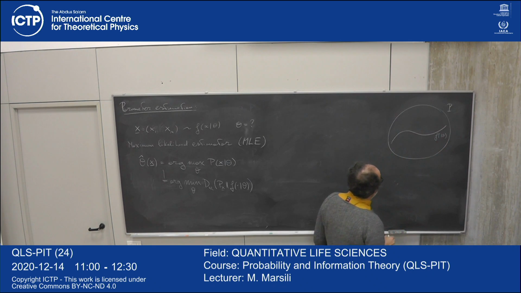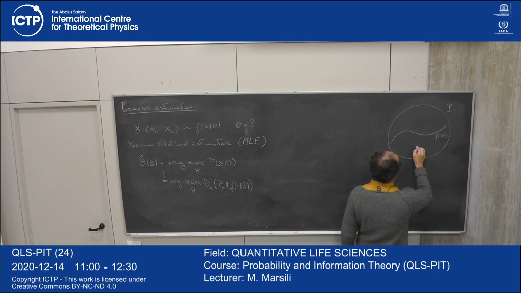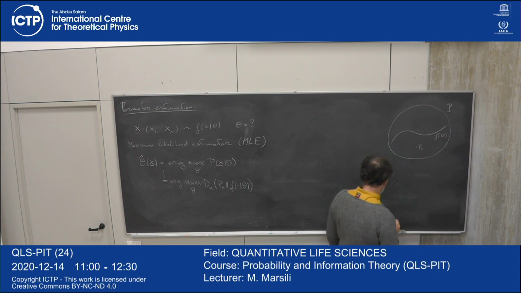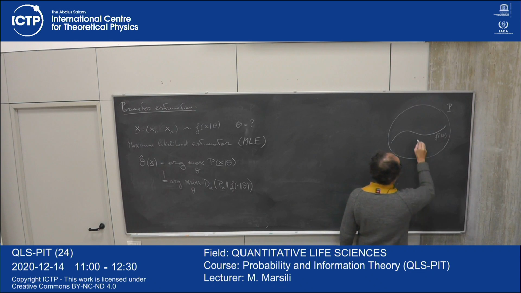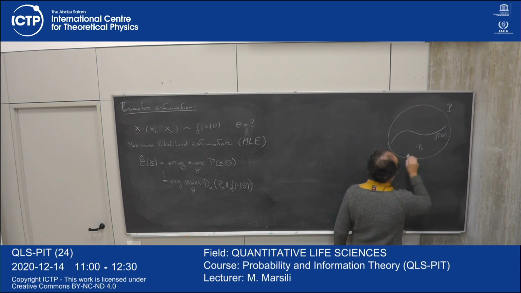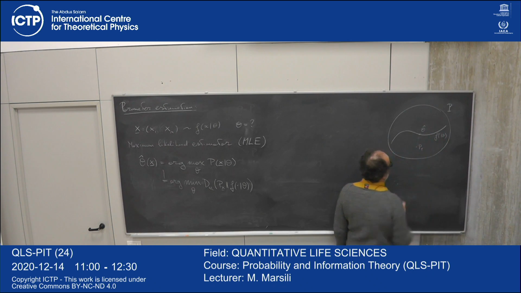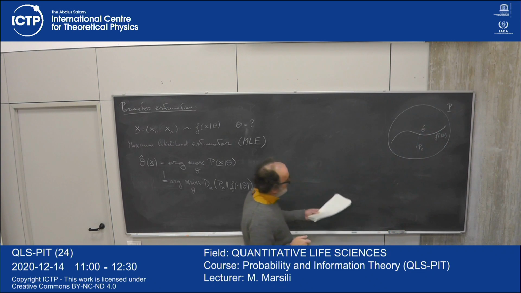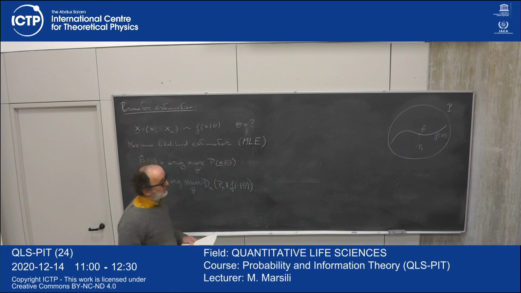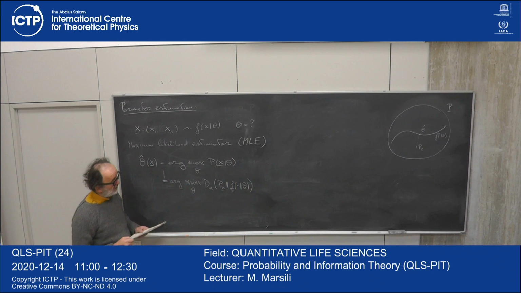And then somewhere you have your sample in this space. What maximum likelihood tells you is that on this manifold you should find a point theta hat that is closest to the sample in terms of Kullback-Leibler divergence.